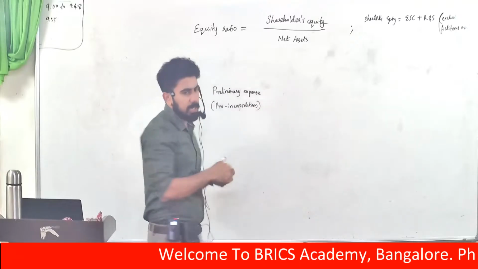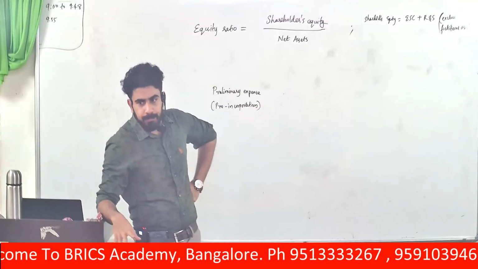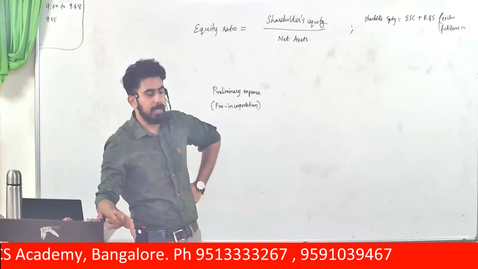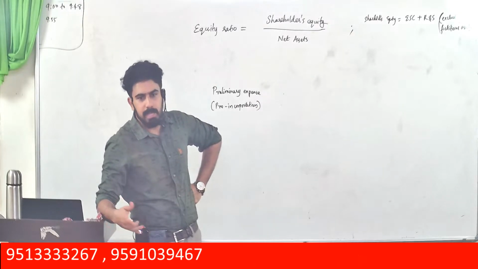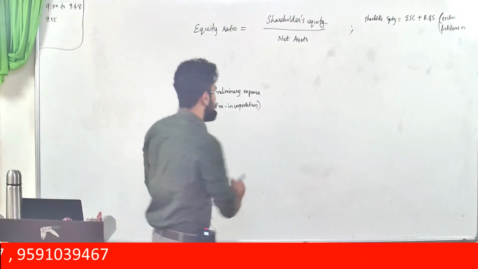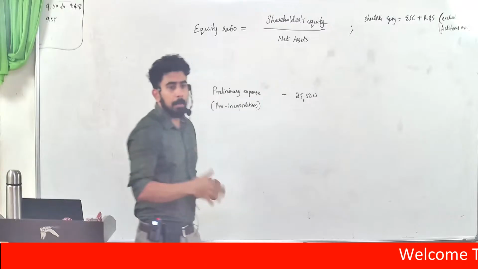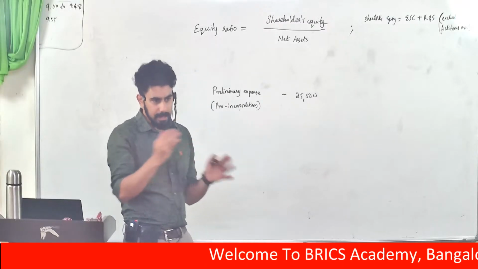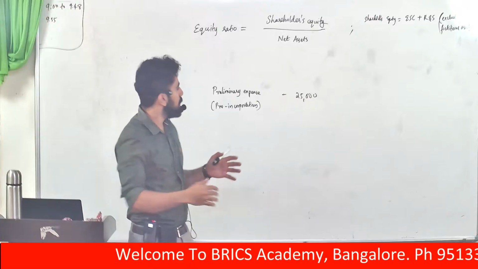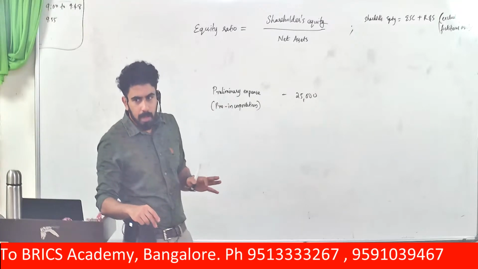Say for example, you are starting a company. To start a company, you have to go to a CA. You have to give so many details. At the end of the day, the CA will incorporate the company and charge a fee. Say for example, he charges a fee of 25,000 rupees. The company has not even started, and we have started incurring expense. These kinds of expenses which come before incorporation, we call preliminary expenses.